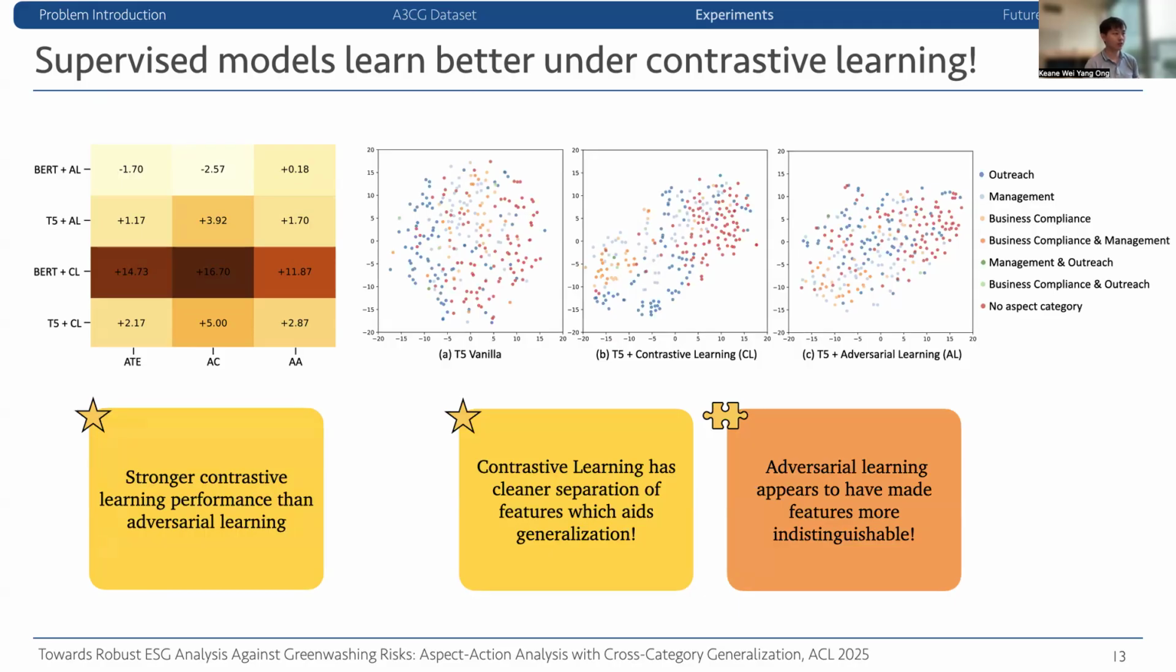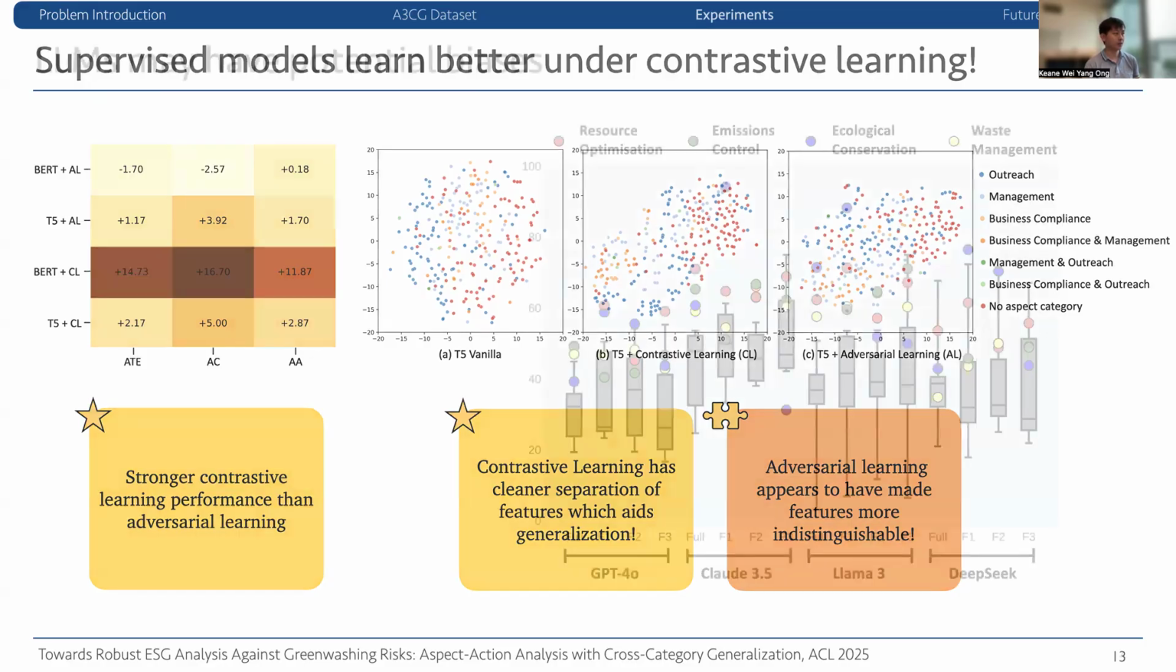And we realize that contrastive learning has cleaner separation of features, which aids generalization performance, whereas adversarial learning appears to have features which are closer together, so features which appear less distinguishable. Although future work is needed on this, we argue that this might be counterproductive, where you are still trying to generalize from a close distribution, cross-category instead of cross-domain, for instance.